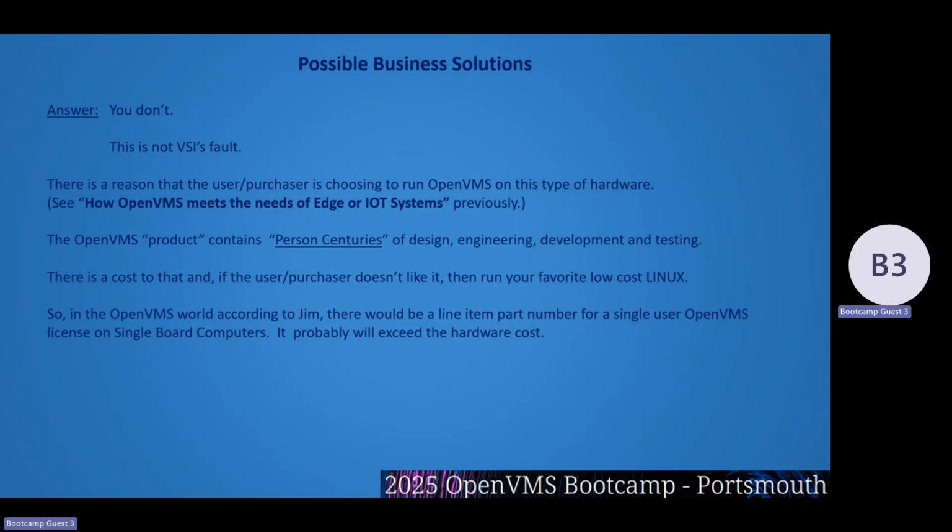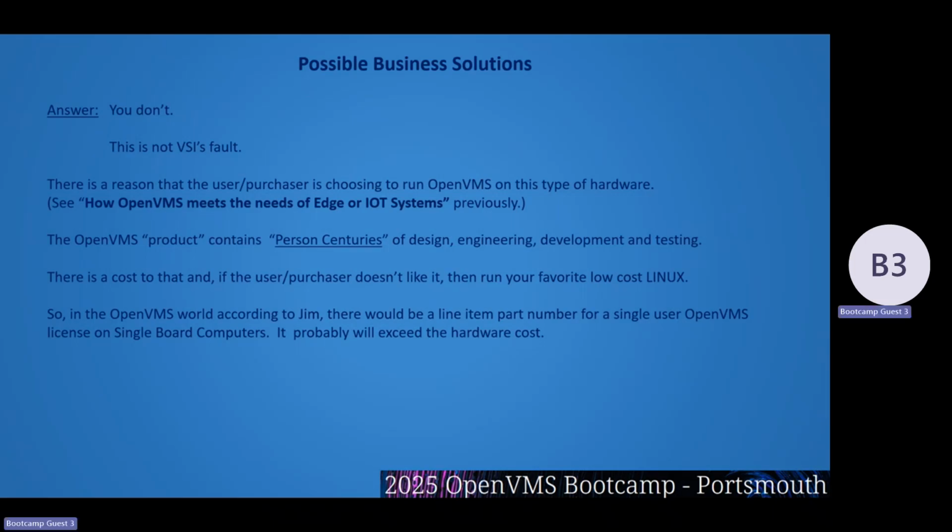I used to say that OpenVMS contains man-decades of quality engineering. I have now revised that to be more accurate and politically correct. The OpenVMS product has person-centuries of quality engineering, design, QA testing, development and testing. There is a cost to that. And if you don't like it, go run Linux. This is not VSI's fault.